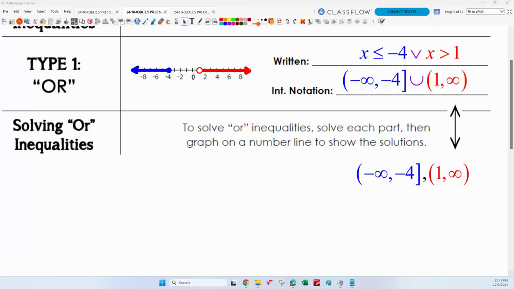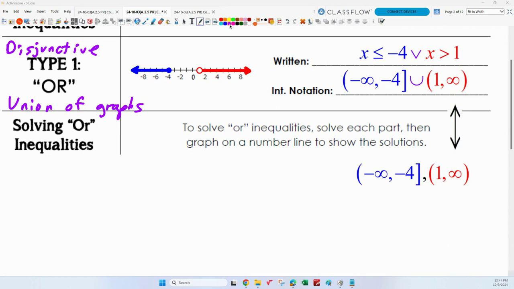An or compound inequality, we call that a disjunctive inequality. That's not really important, but the big thing is it's a union of the graphs. I'll show you what that means. The words union and intersection get tied to these two different types of inequalities. Or goes with the word union. We live in a union of states. That means all of the states are just added together, right?